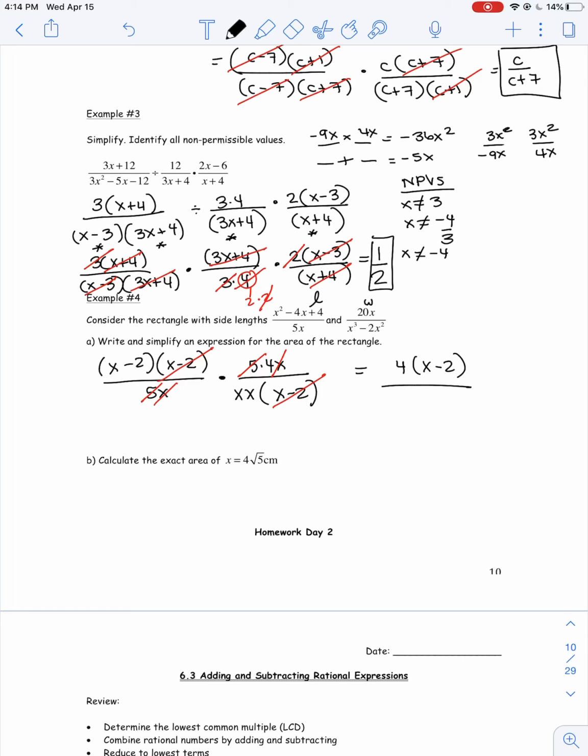So we want to write our final answer as 4 in front of x minus 2 over x squared. Now, the non-permissible values, if we did want to find them: x cannot equal 0 from this, and x cannot equal positive 2 from this factor right here. These ones individually would give me 0, so it would be the same as that one, so we don't have to rewrite it more than once. So those are the non-permissible values, and this is the simplified expression for the area of a rectangle. Now they want us to calculate the exact area if they give us the value of x. So we're going to substitute the x value in to get our answer.